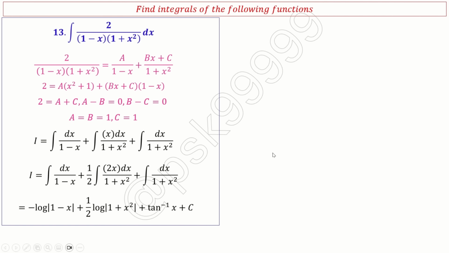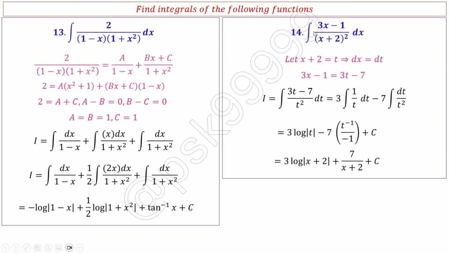Okay, next. 3x minus 1 divided by x plus 2 whole square. You can do it in multiple ways, but don't forget the easiest way. So that's why I just solved it in a different way. Take x plus 2 as t. So dx is nothing but dt. So my 3x minus 1 is nothing but 3t minus 7.